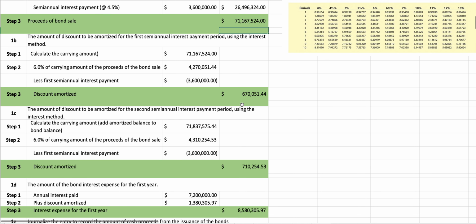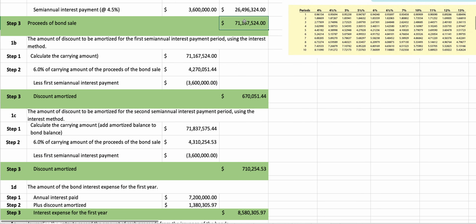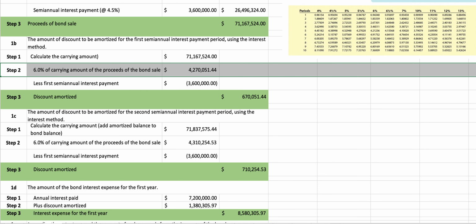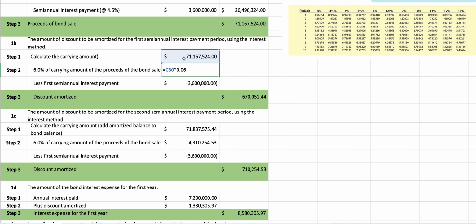Let's move on to the next one. The next question that we had to answer was the amount of the discount to be amortized for the first semi-annual interest payment. And we're using the interest method, right? So the first thing we want to do is calculate the carrying amount. Well, the carrying amount was here, and all we have to do is grab that number and put it into the cell. Step 2 is now we have to calculate 6% of that carrying amount. And we do that again simply by taking that 7.1 and multiplying it by 6%.